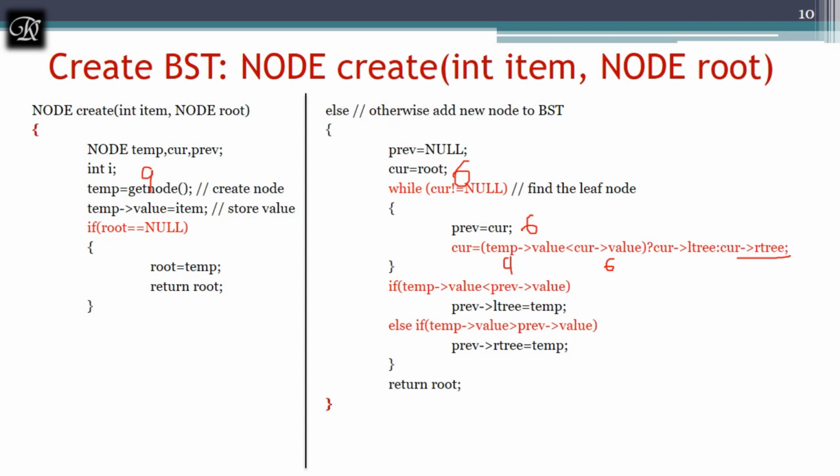Current is not equal to null, this fails. So it will come out of the while. Now let me check temp value, which is 9, is smaller than previous value. Previous was 6. No, it is not smaller than 6, so this fails. Else, if temp value 9 is greater than 6, it is true. Then set previous right link: the right link of 6 is equal to temp. That is, 6 is going to point to 9.